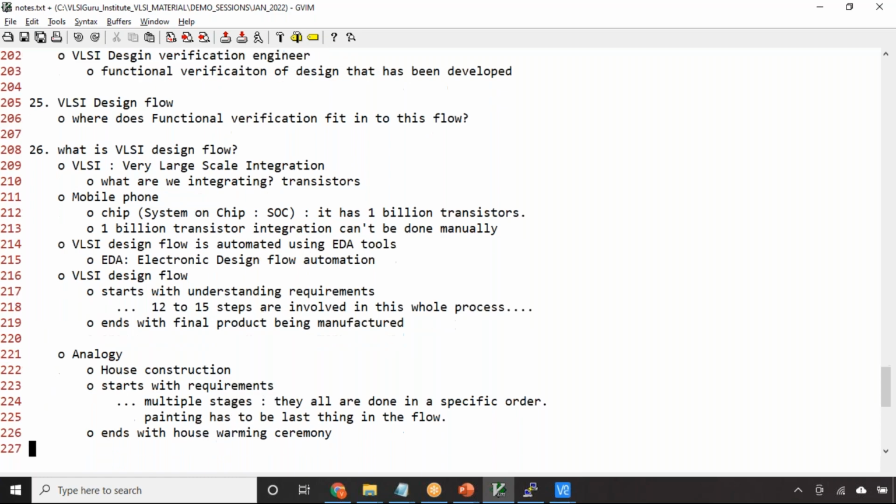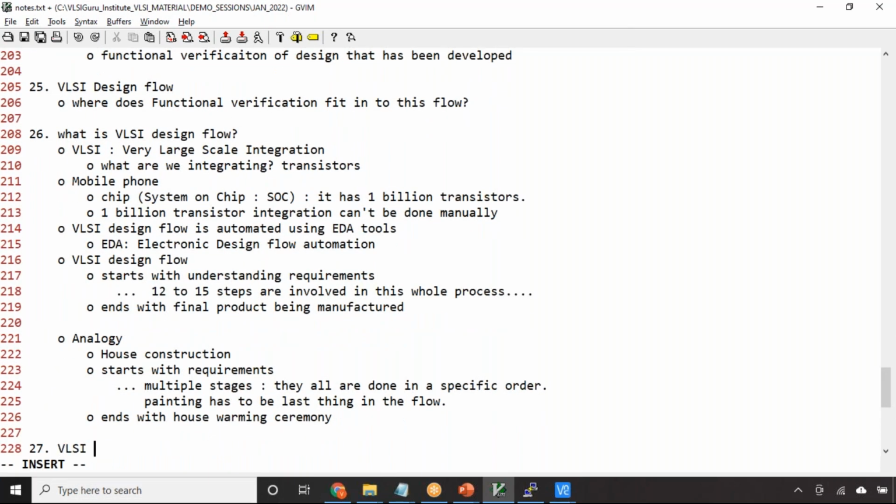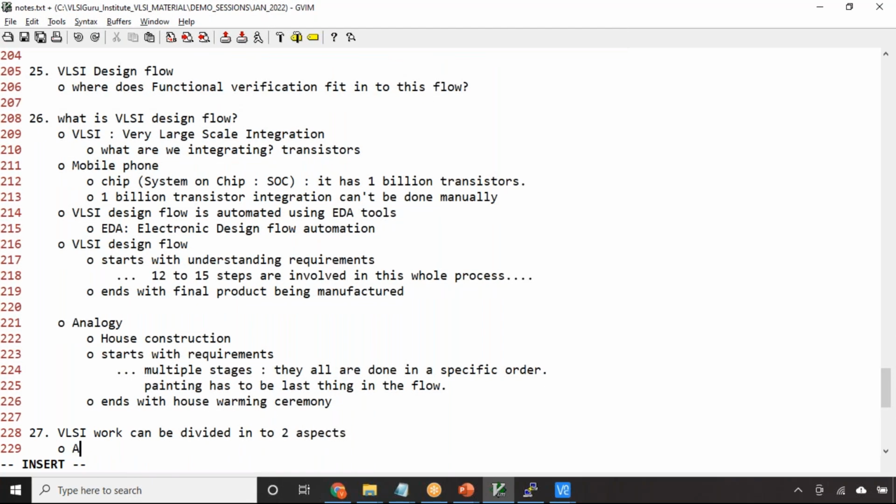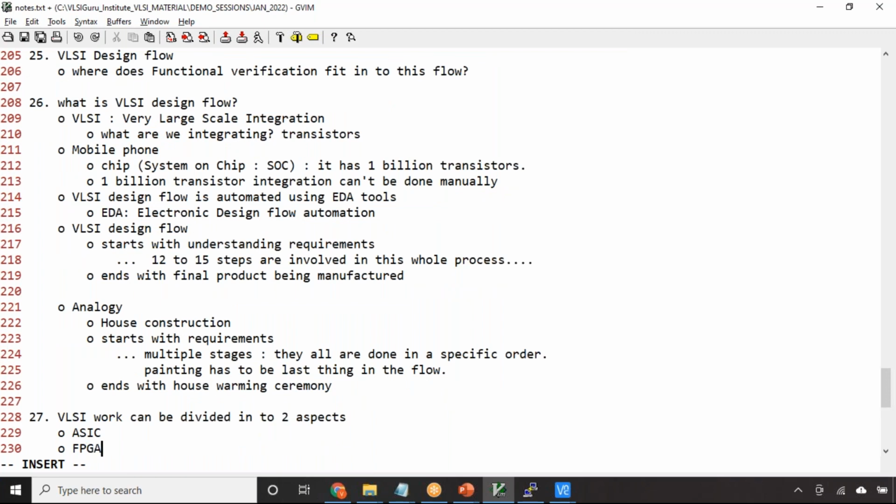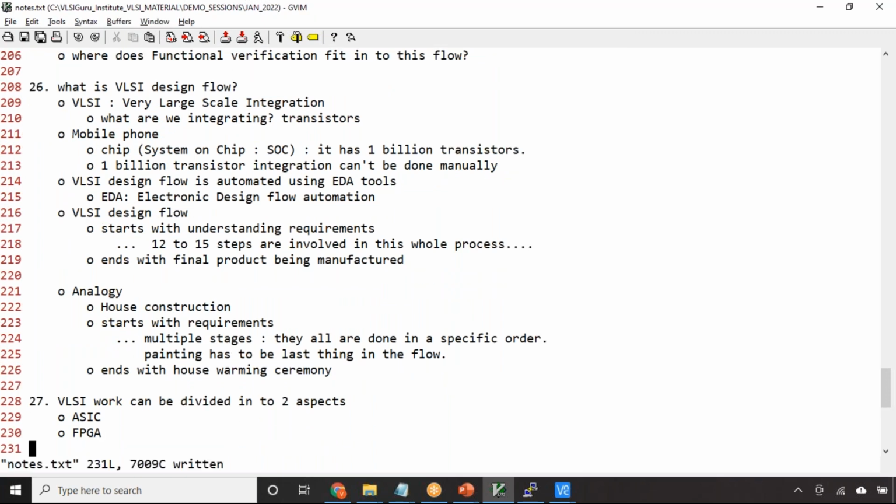Now, VLSI work can be divided into two aspects. One is called ASIC, one is called FPGA. Can someone tell me what is the difference between ASIC and FPGA? ASIC is basically we start with our own specifications. It's completely customer based, and FPGA is when we have already designed muxes and everything, and we just program on it. Yeah, that's very good.